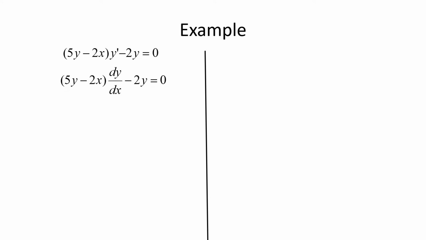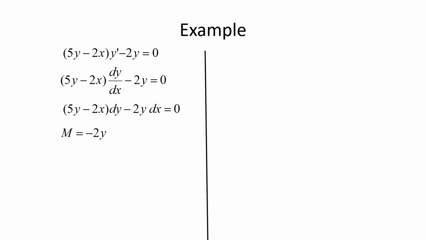And we'll multiply everything by dx. So 5y minus 2x dy minus 2y dx equals 0. Now this is in the form where it's potentially an exact equation. So we need to look at m, which is -2y.